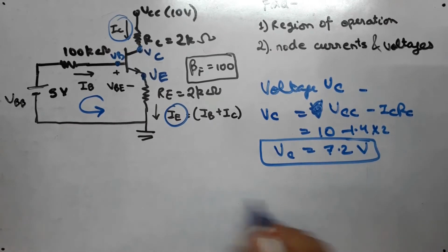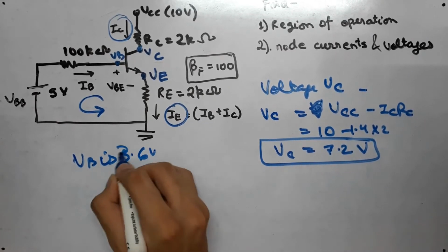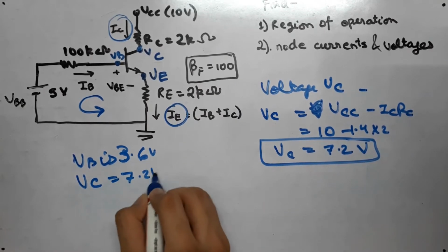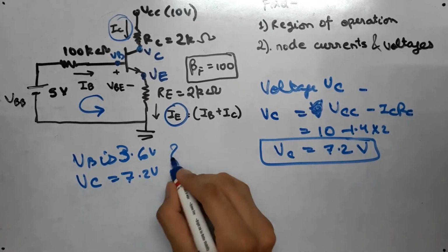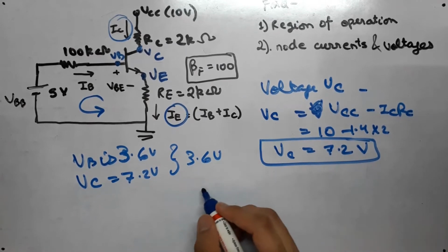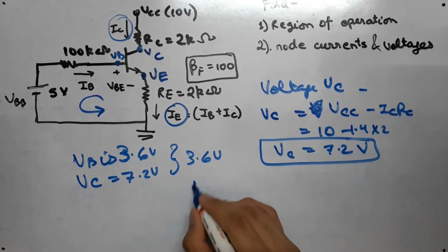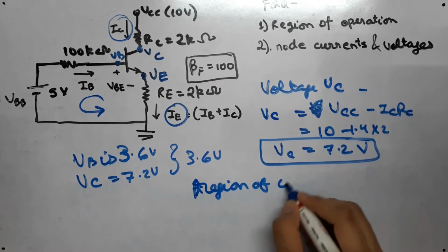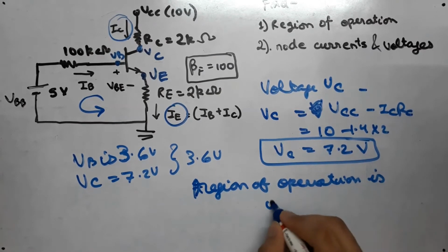Now we know that VB is 3.6 volts according to our calculations and the collector voltage is 7.2 volts. So the collector base junction is reverse biased by 3.6 volts. Thus our assumption that the transistor is in active mode is valid. Therefore the region of operation is active mode.